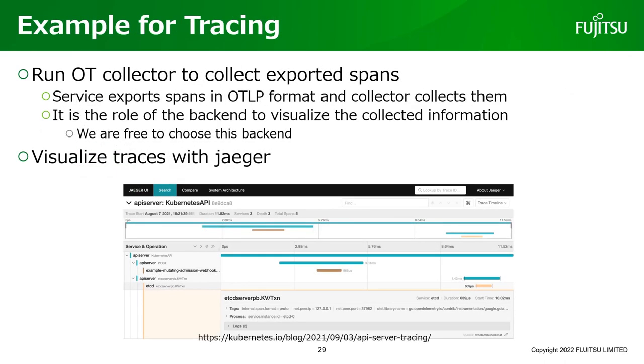And run an OpenTelemetry collector to collect exported spans. The API server exports spans in OTLP format and the collector collects them. It is the role of the backend to visualize and store this information, and you can choose the backend. This image is visualizing traces with Jaeger, and we can easily see how long each process is taking.